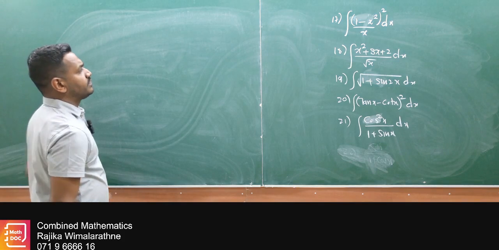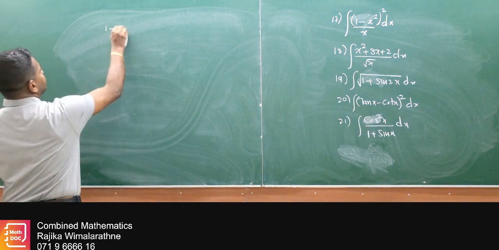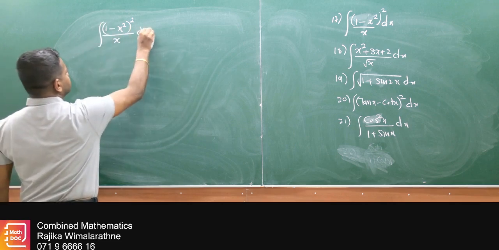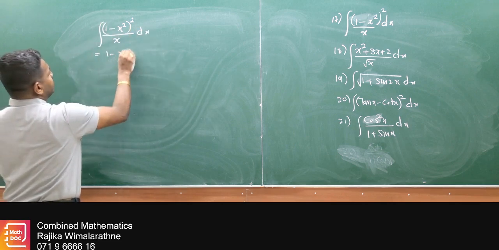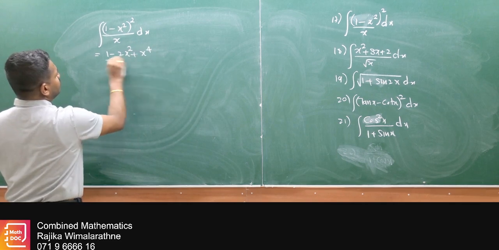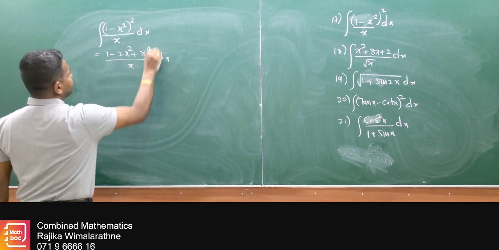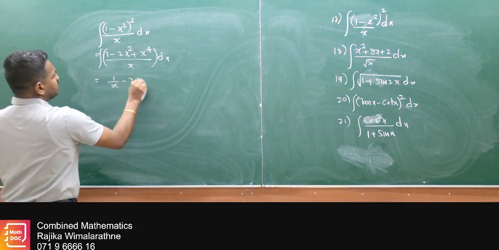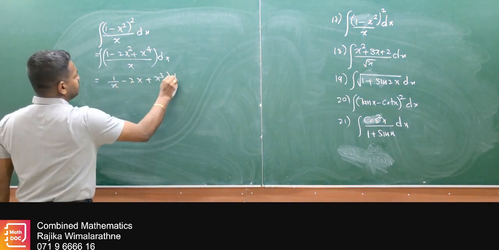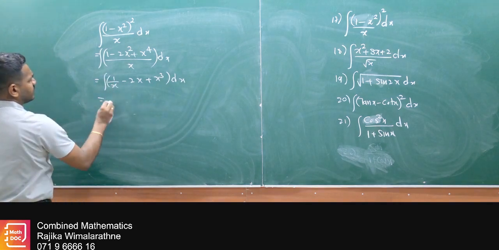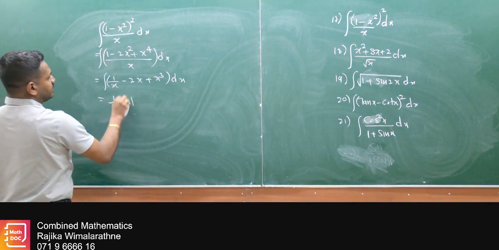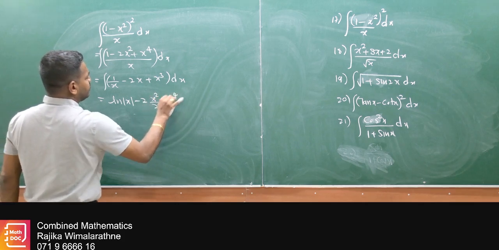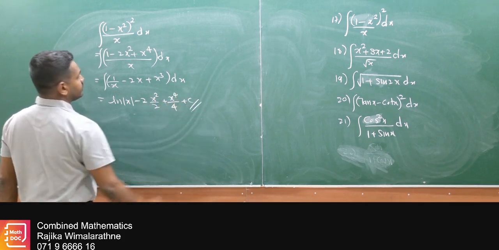Okay, let's see. Integral of (1 minus x squared) to the power 2 over x dx. Expand: 1 minus 2x squared plus x to the power 4, over x dx. That gives 1 over x minus 2x plus x cubed dx. Integrating: ln modulus x minus 2x squared over 2 plus x to the power 4 over 4 plus c.